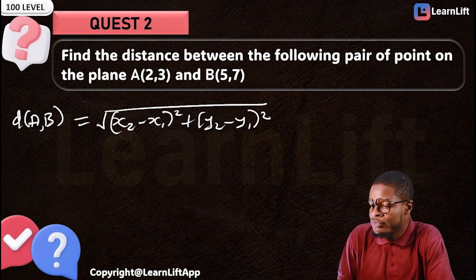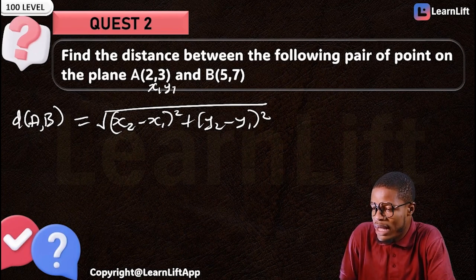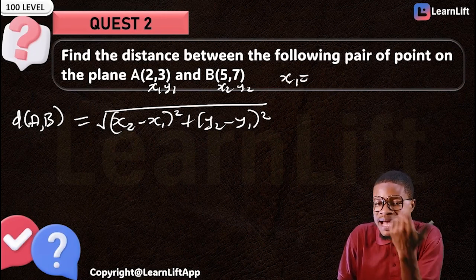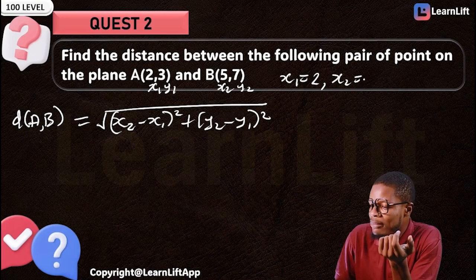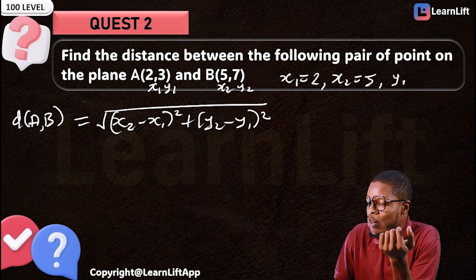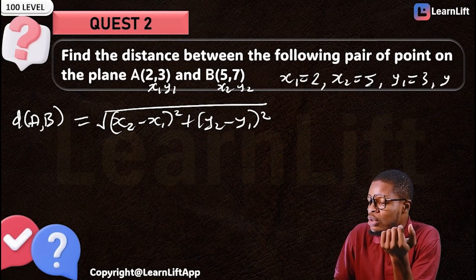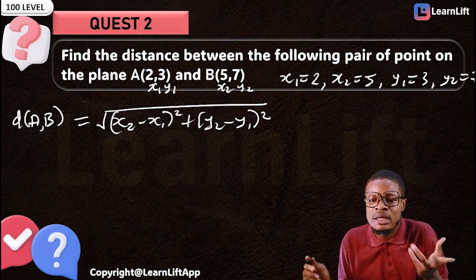So if I have that, don't forget that this is your X1, Y1. This is your what? X2, Y2. So what is our X1? X1 is what? 2. And what is our X2? X2 is how many? 5. What is your Y1? Y1 is how many? 3. And then what is your Y2? Y2 is how many? 7. And then you can solve.